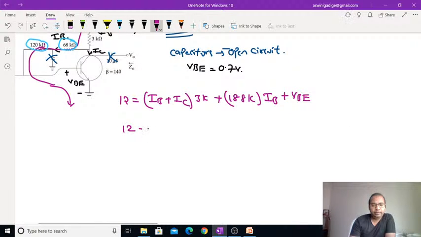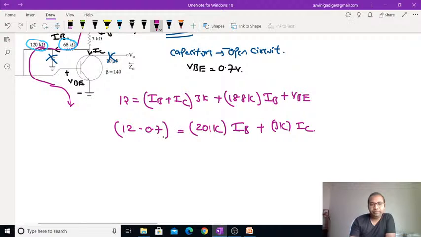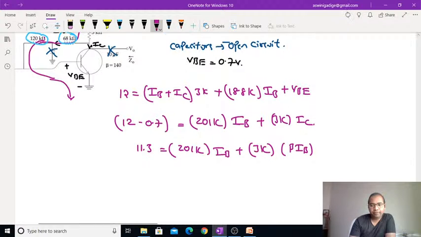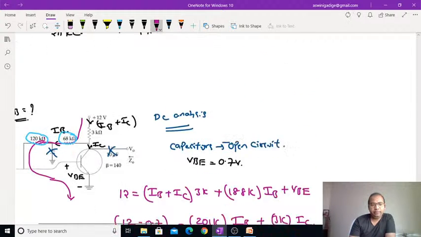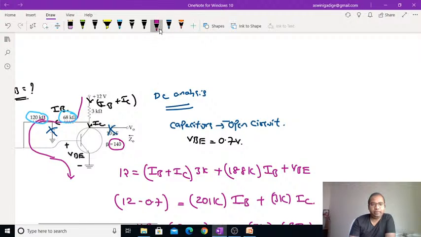12 minus 0.7 is equal to, and here 3K IB and 188K IB, so it becomes 201K IB plus 3K IC. Okay, so 12 minus 0.7 becomes 11.3, equal to 201K IB plus 3K IC. IC can be taken as beta into IB. Fine, beta into IB. And coming to the beta, in the question the beta is given as 140, right?